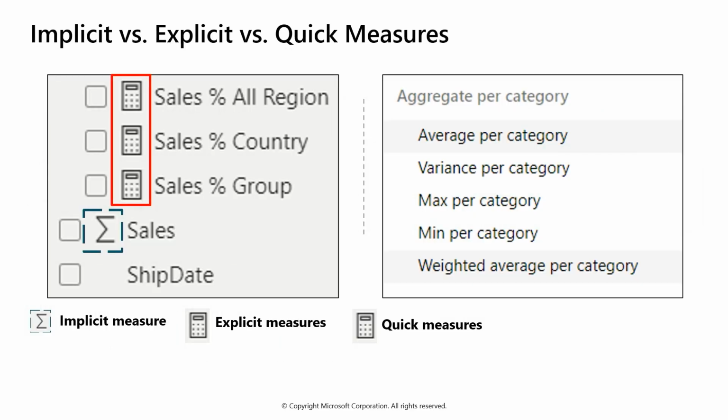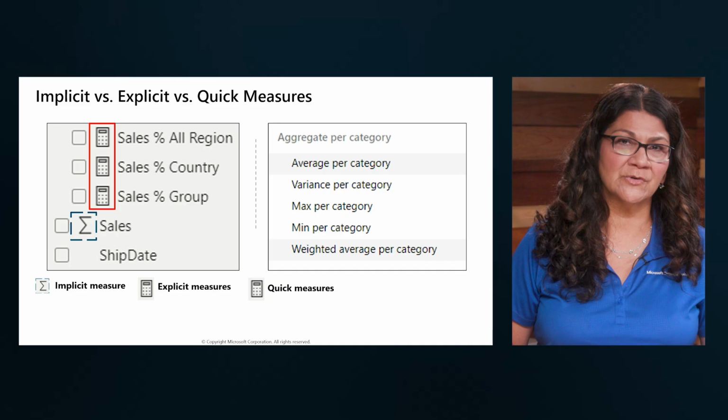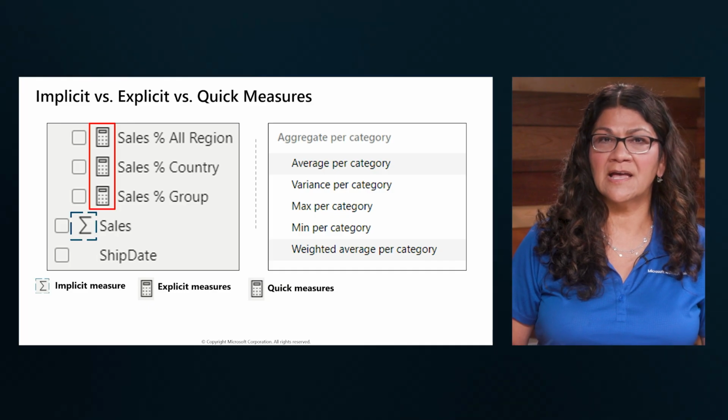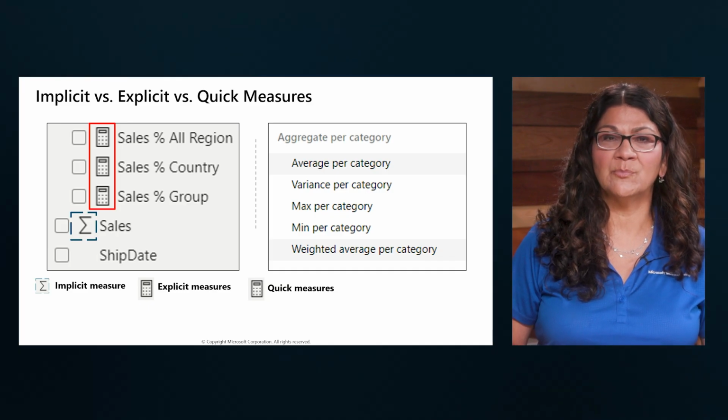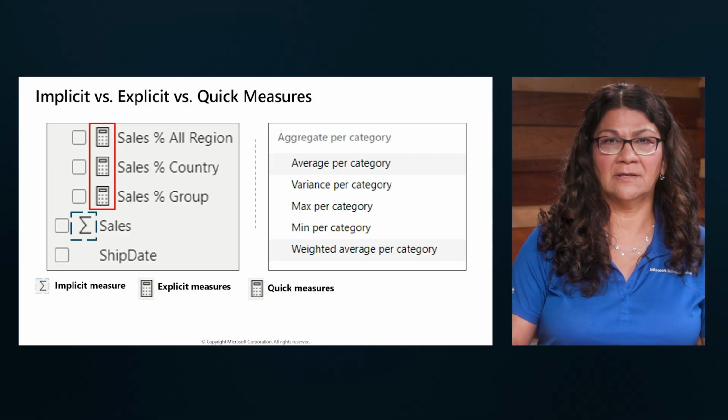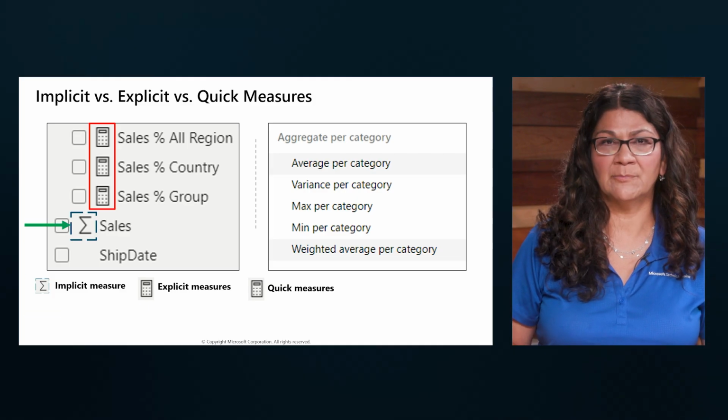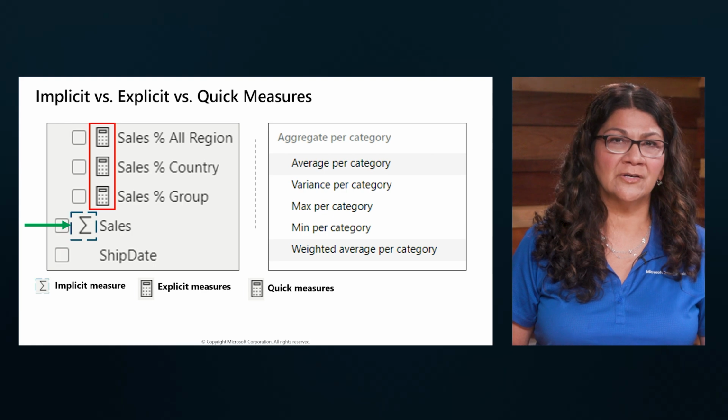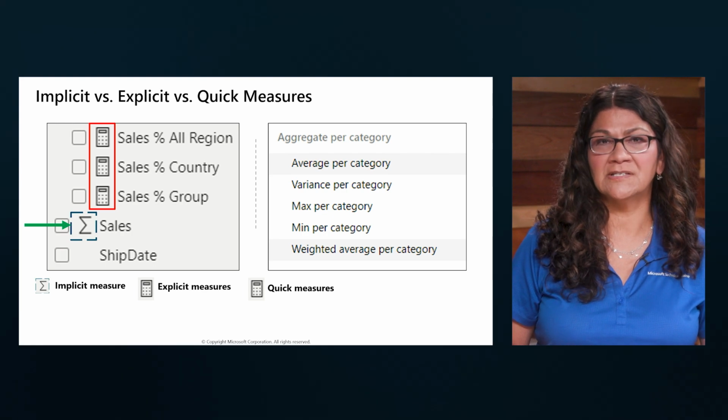By default, Power BI automatically aggregates numeric columns using functions like sum, average, min, max, count, or count distinct as the default summarization. This automatic aggregation is called an implicit measure, indicated by the sigma symbol. You can modify or disable implicit measures by adjusting the default summarization settings.